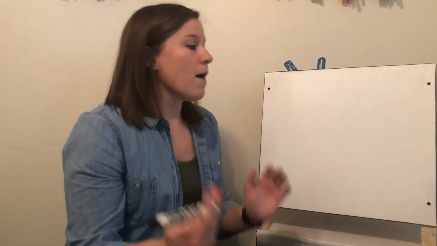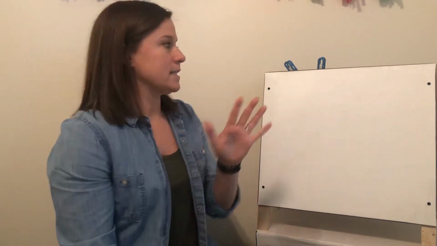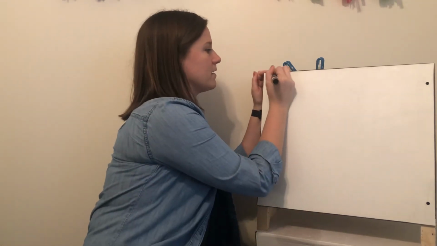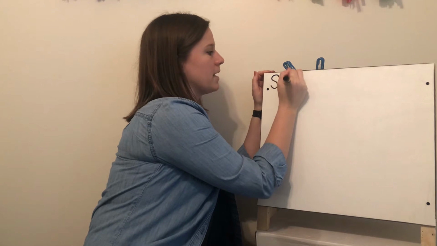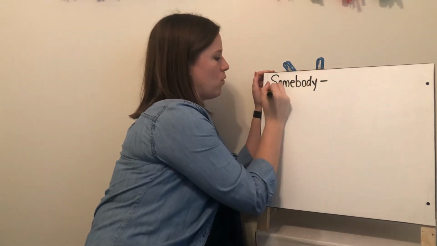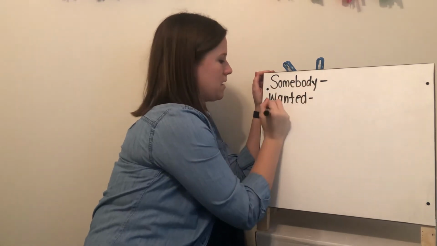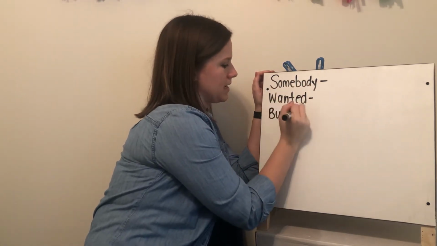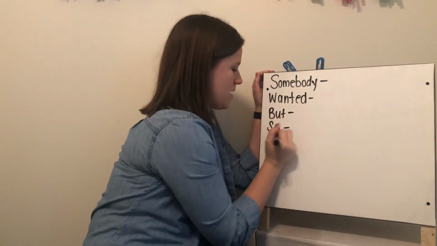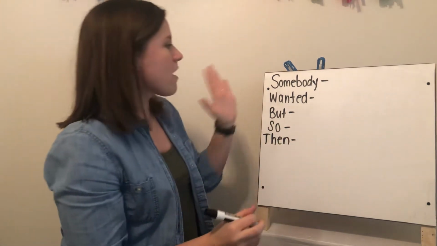Okay, so the first thing I want us to do is review those 5 parts of a summary. We have somebody, wanted, but, so, and then. So those are our 5 parts.